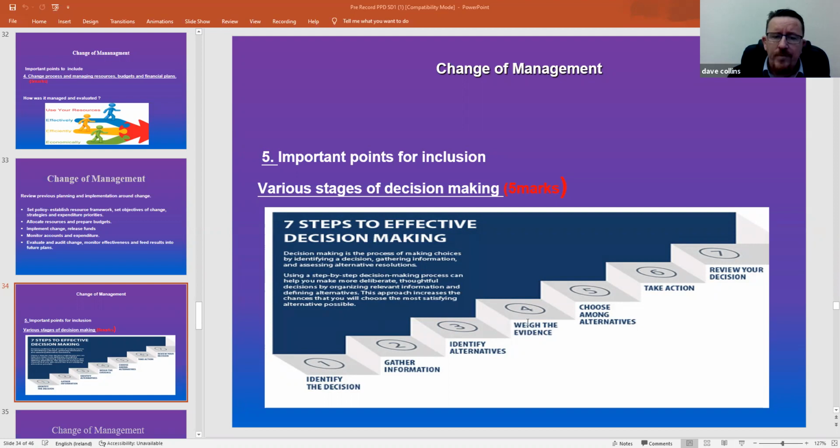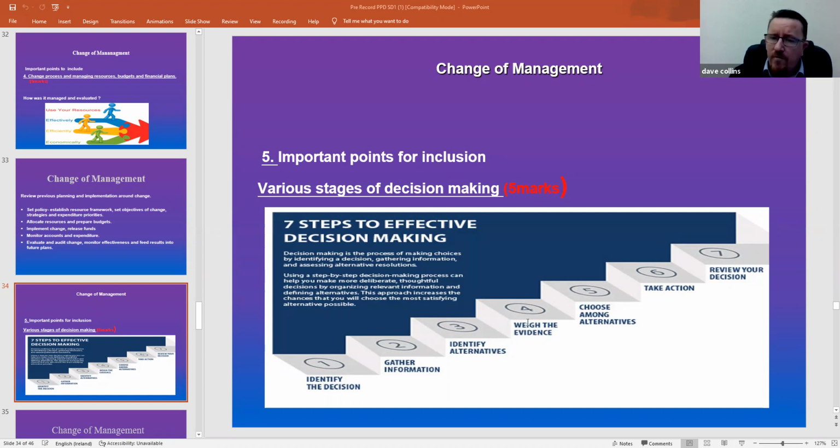So 1, identify decision. So you know that you need to make a decision on something. 2, gather the information. So before you actually make your decision, gather as much information as you can on what it is you're making a decision on, obviously. 3, identify alternatives. So you may have a decision in mind, but other alternatives might be bad, they might be better.